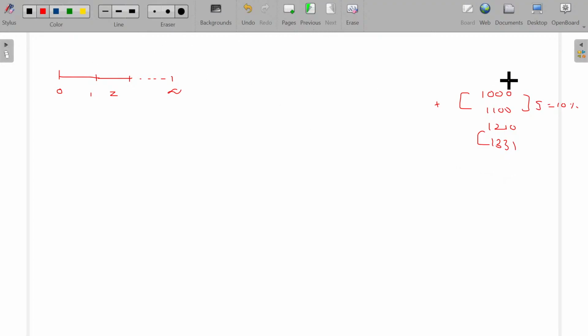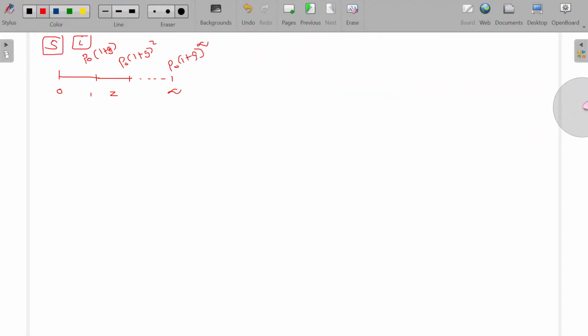Is that okay? This value may be P0 into 1 plus g, growth. Then the next one is P0 into 1 plus g to the power 2. In the infinite period, P0 into 1 plus g to the power infinity. Now my question is, what about its current value? If my rate of interest is given as 10% or 13%, whatever it may be, I can use a formula similar to the perpetuity formula.